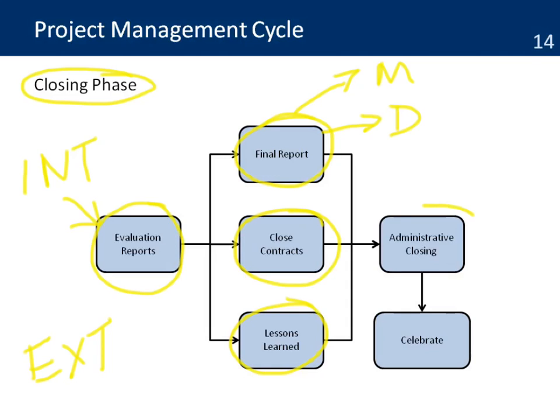Then we have our administrative closing. That is when we are making sure that we're closing the offices that the project probably rented, and all the assets that the project had have to be sold, returned, or reimbursed back to the donor. There's going to be a lot of work that needs to be coordinated and managed at this place.